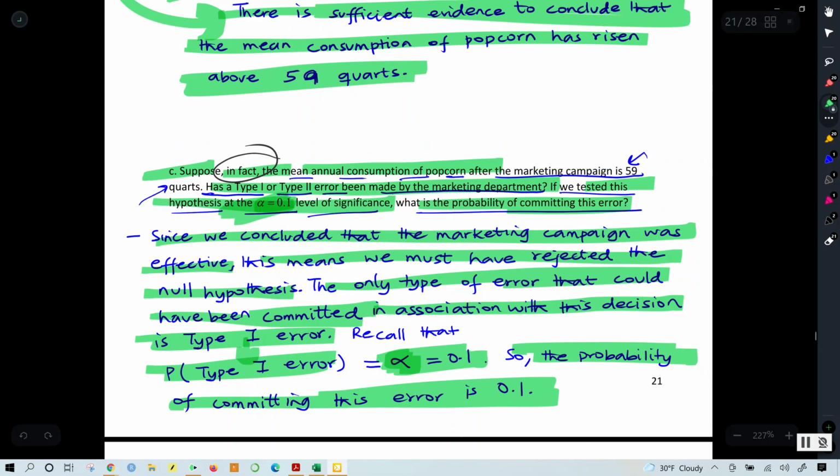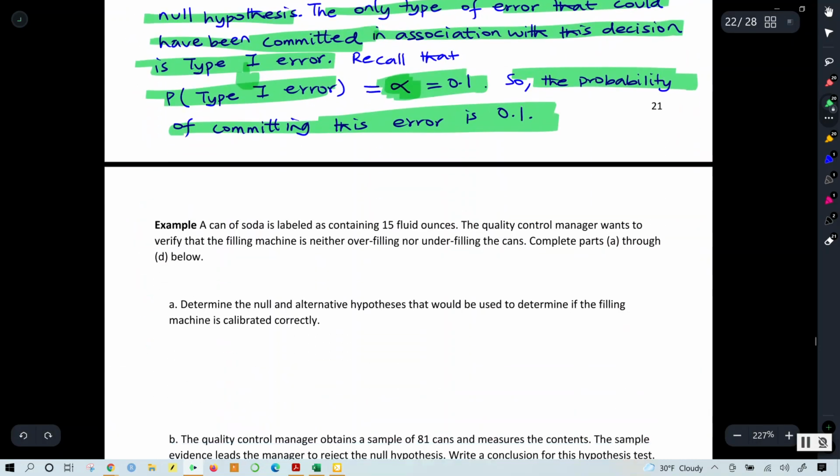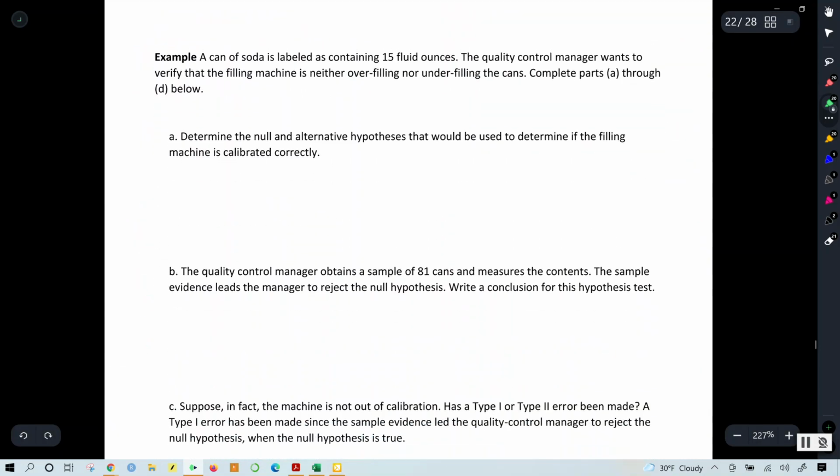So with that question also completed, we are now ready to move on to another example. A can of soda is labeled as containing 15 fluid ounces. The quality control manager wants to verify that the filling machine is neither overfilling nor underfilling the cans. Complete parts A through D below.